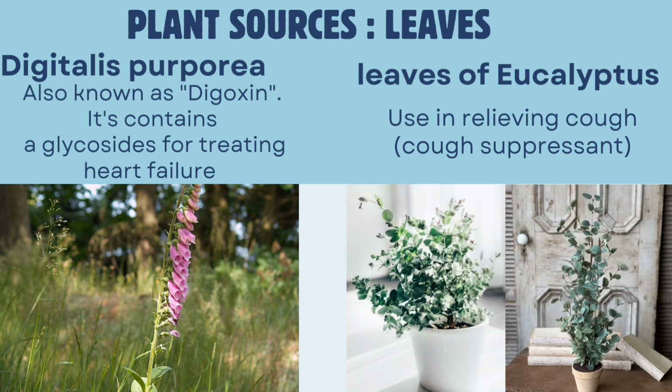Let's talk about plant sources. Drugs can be gotten from various parts of plants like the leaves, the stem, the flower, the fruits, the roots. Looking at the leaves, we can cite various examples like Digitalis purpurea, also known as digoxin. It contains a glycoside for treating heart failure, as you can see in the picture above. And we have the leaves of eucalyptus. It is used in cough suppressants, used in relieving coughs in cold regions.